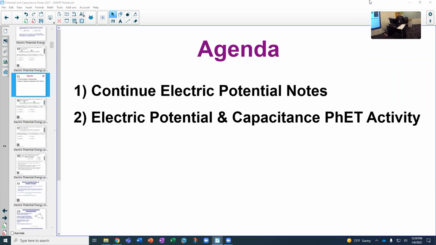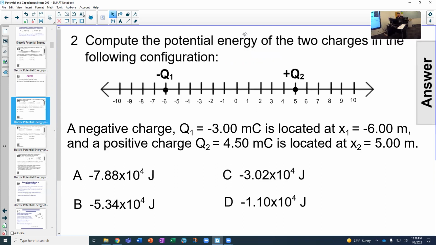So for the electric potential notes, we're going to finish with a quick review of where we ended yesterday. I'll give you a practice problem or two to refresh your memory. We'll practice those for a few minutes. Then we're going to jump back into the AP classroom and watch a video. Then we're going to come back to the notes and talk about potential when there are multiple charges in different arrangements. Once we get through that point, we'll switch gears to that PhET activity. All right, so here is the warm-up problem for you based on what we learned yesterday.